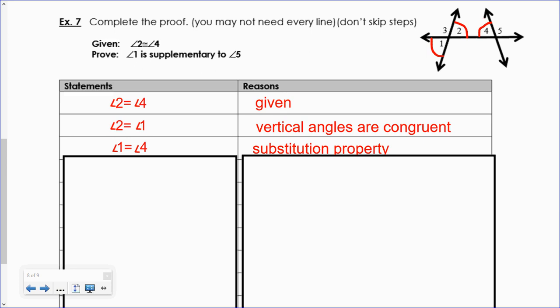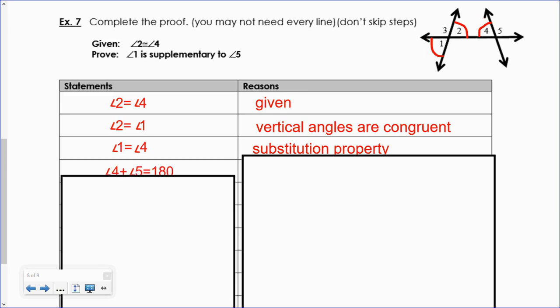So from here I'm going to look back at the picture and I'm going to look at the prove. What do you notice about the prove? 1 is supplementary to 5. Do I have 5 anywhere in here yet? No. So I need to now bring in 5, the rest of the prove statement, so I can actually get to that equation. So somehow I have to incorporate the 1 and the 4 and the 5. Bring 5 in now. So how can I incorporate the 5 as the next step?